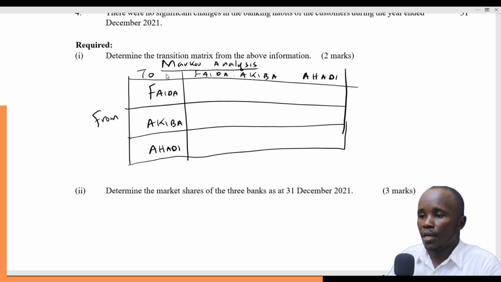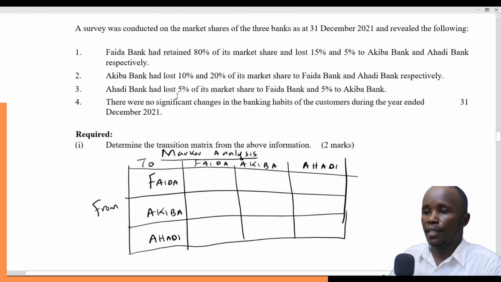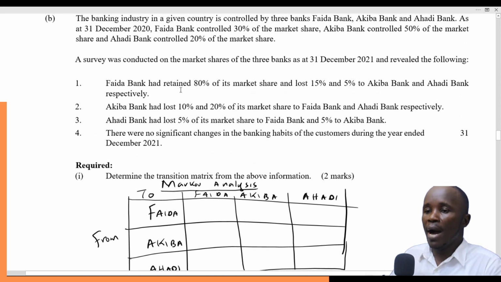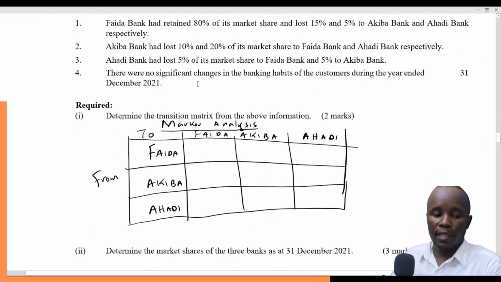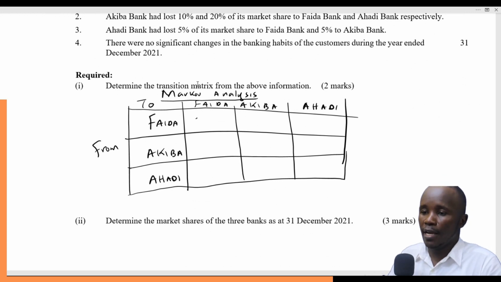Once we fill this in, then we shall come up with our transition matrix. Let's go to the question. Faida Bank retains 80%. Therefore, from Faida to Faida is 80. You give this in decimals. So Faida to Faida is 0.8.